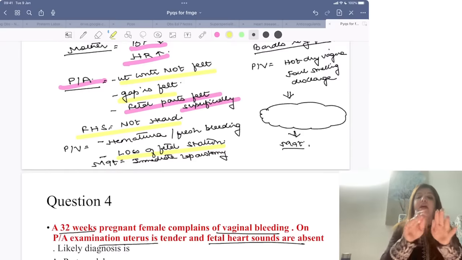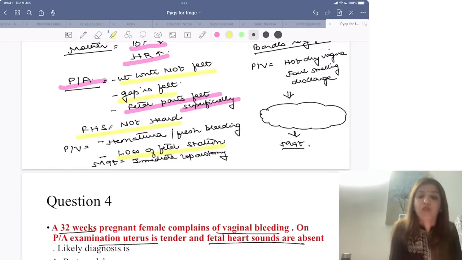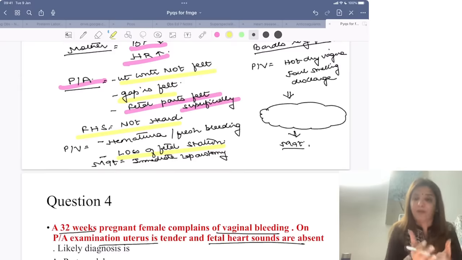Gap का मतलब है कि uterus जब rupture होगा, तो uterus में एक gap feel होगा ना, कोई भी चीज फट रही है, कोई भी चीज rupture हो रही है, तो एक gap feel होगा, right?